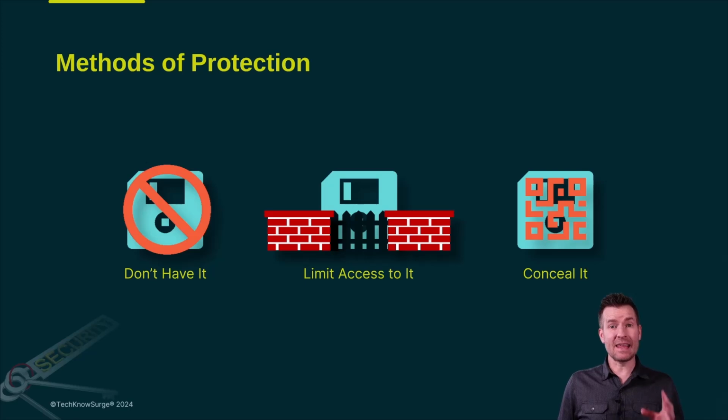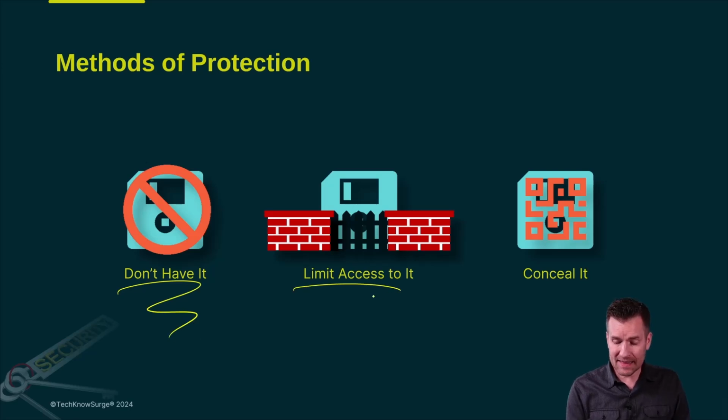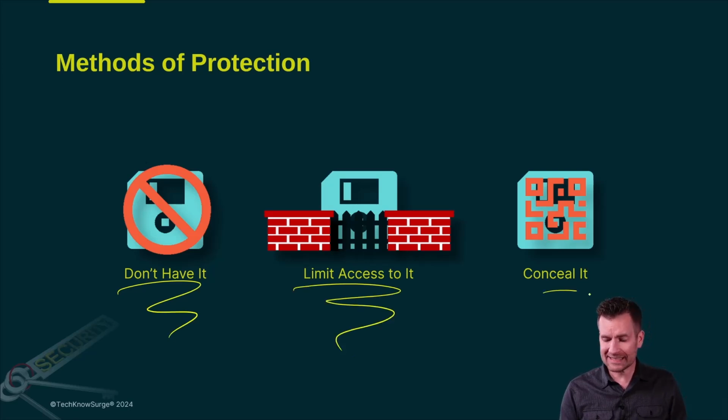The main ways that keeping data confidential can fall into one of three categories: don't have it, limit the access to it, or conceal it.